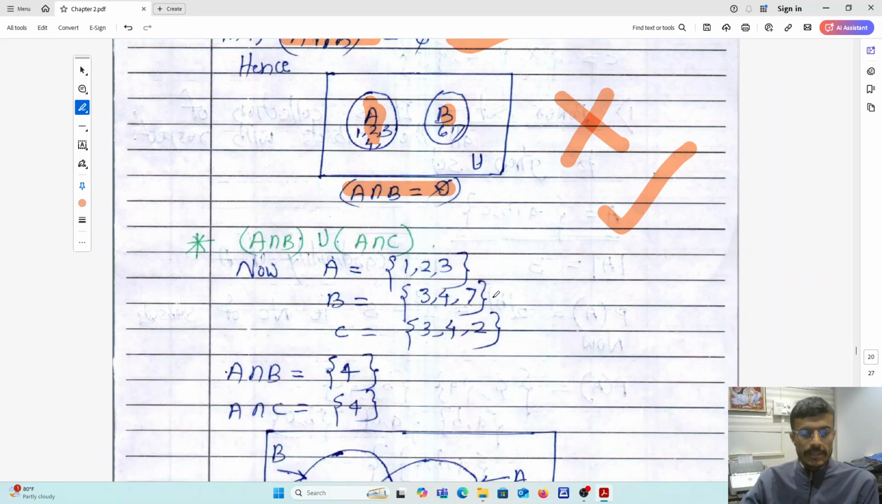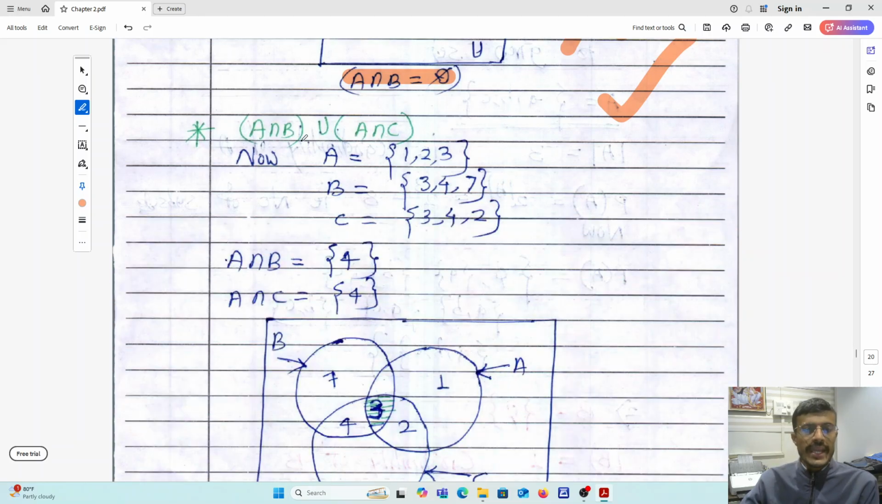Fine. Then next one, (A intersection B) union (A intersection C). So let us take A is equal to {1, 2, 3}, B is equal to {3, 4, 7} and C is equal to {3, 4, 2}. Then what will be A intersection B? A intersection B has the common element 3.